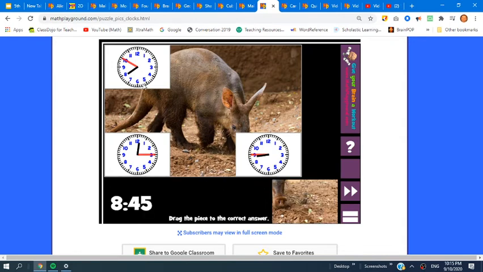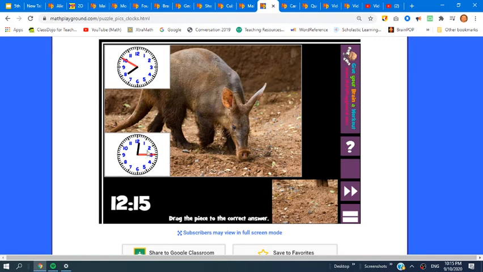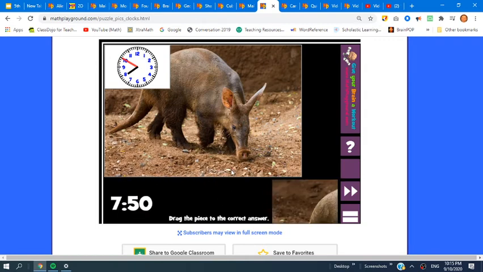8:45. 8:45 is shown right here. Okay, you can see that smaller minute hand is inching towards the 9. It's not quite there yet because it's still 8 o'clock plus 45 minutes is 8:45. 12:15 right there. And the last one, 10 minutes to 8 or 7:50.